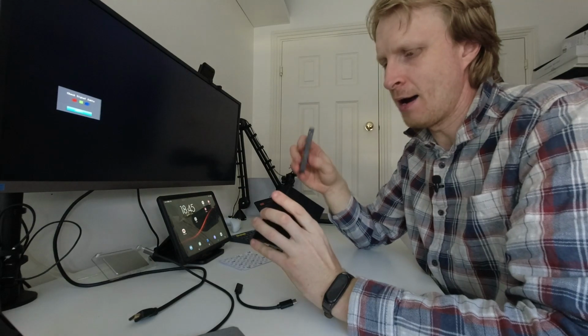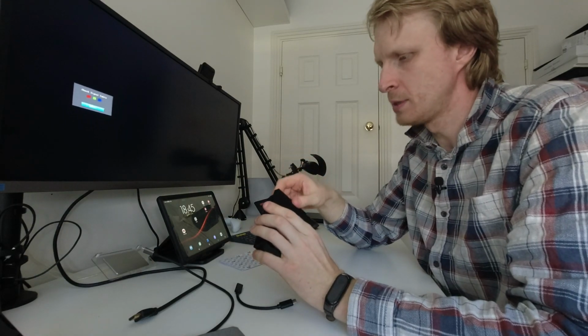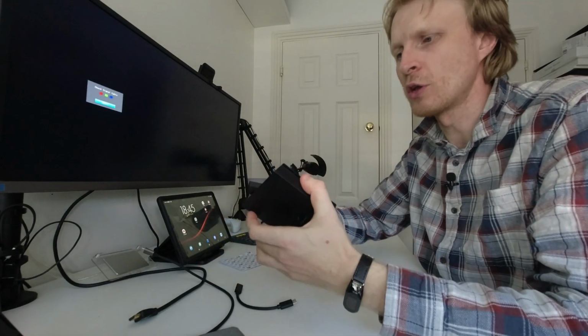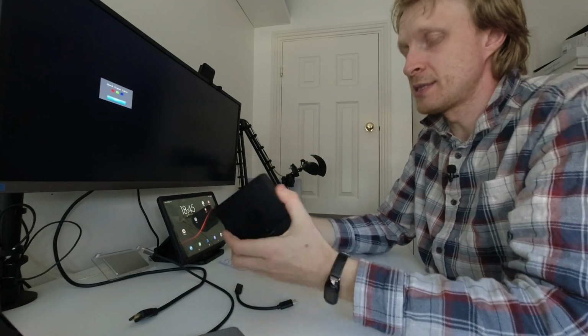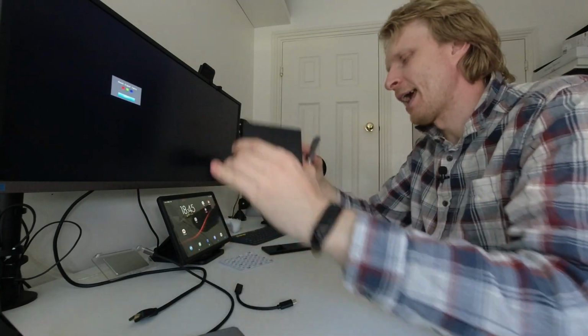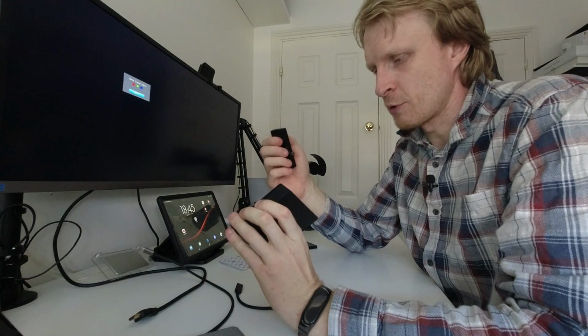This is by far one of my favorite USB-C hubs at the moment, just because it's two parts and I have a lot of versatility to use this device. This USB-C hub has a lot of versatility. That's what I was trying to say.